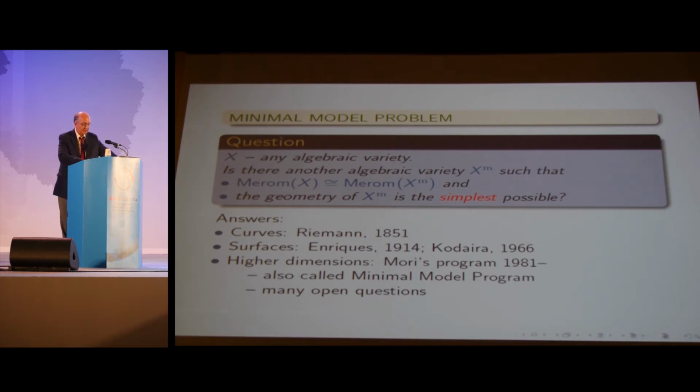It is not my invention. It was first put in reasonably complete form by Enriques and then completed by Kodaira in 1966. And then not much happened after that until 1981, when Professor Mori came up with a program to do something similar in higher dimension. And so this is now called Mori's program or the minimal model program. There are many important results, but also many open questions that are still ahead.